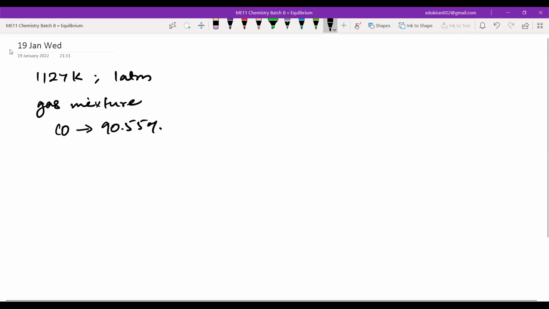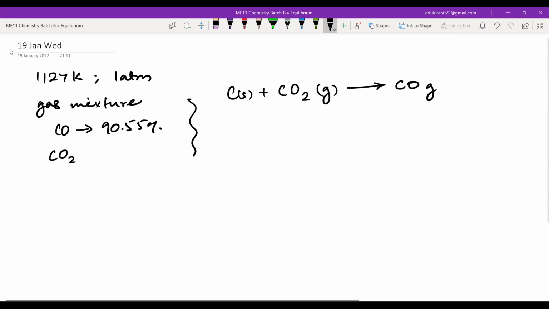Okay, so the other gas is CO2, no? Yes, sir. The other gas is CO2. So 1 atm pressure, and what is the reaction you're seeing? Carbon solid plus carbon dioxide gas is giving me carbon monoxide gas, right? Yes, sir. Okay, fine.